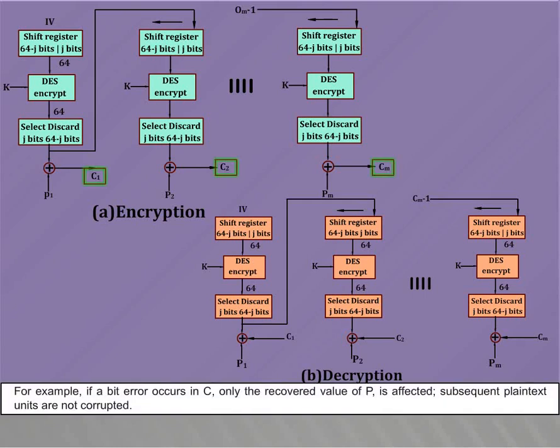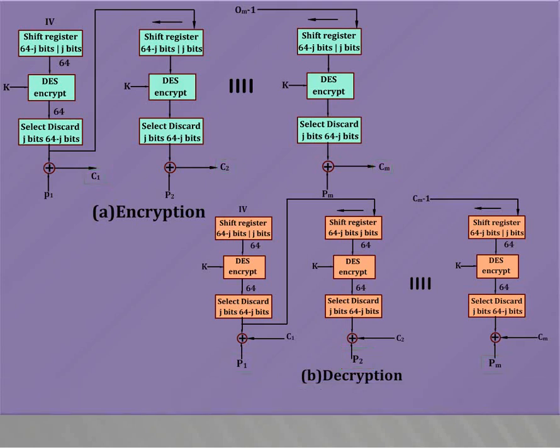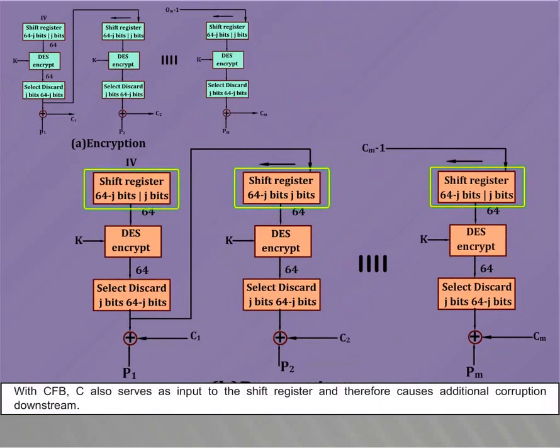For example, if a bit error occurs in C, only the recovered value of P is affected. Subsequent plaintext units are not corrupted. With CFB, C also serves as input to the shift register and therefore causes additional corruption downstream.